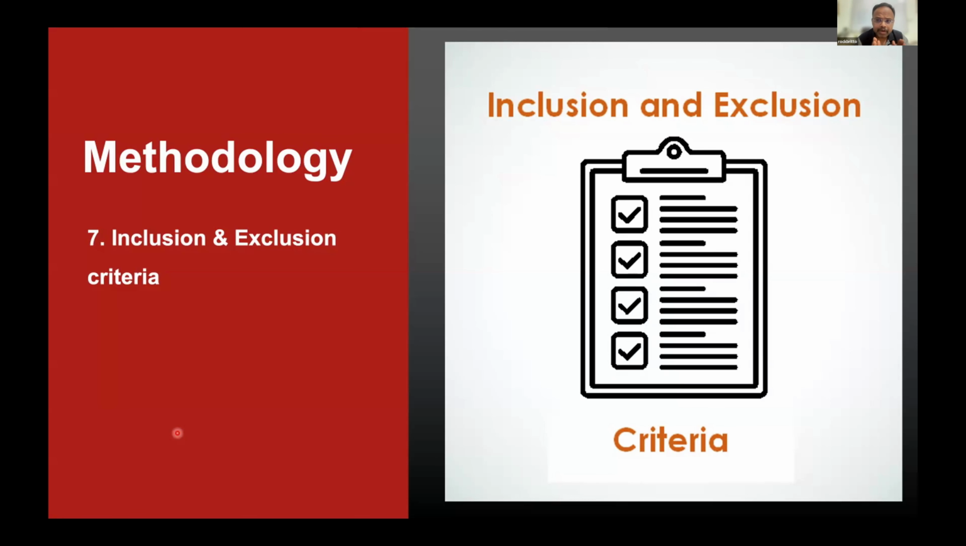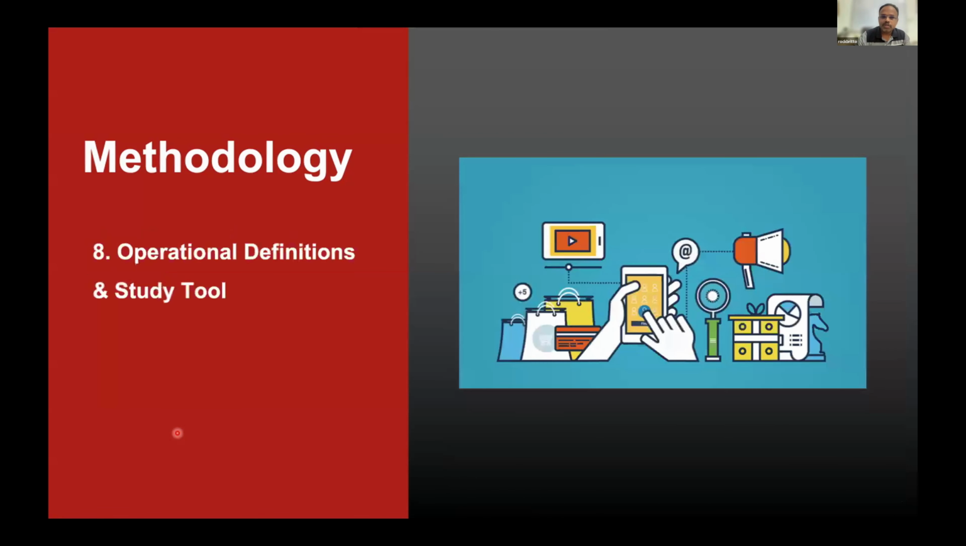So when you include somebody, from them, the potential bias, people who induce bias, or to an extent, if it is confounders, you need to remove that through the exclusion criteria. So that is the inclusion and exclusion criteria or the eligibility criteria. Then we move on to the operational definitions.